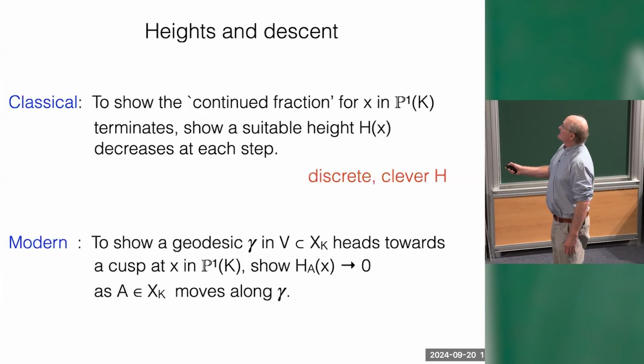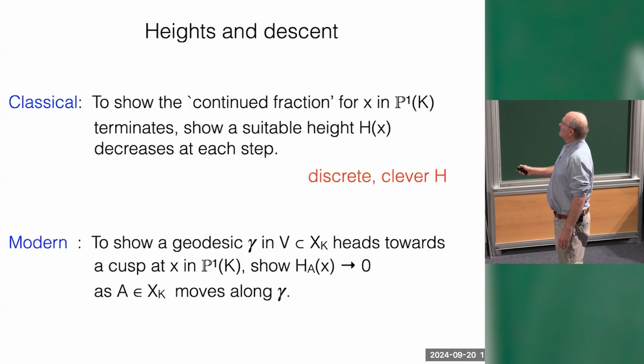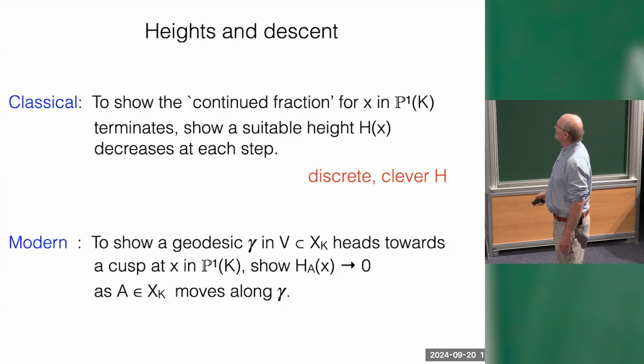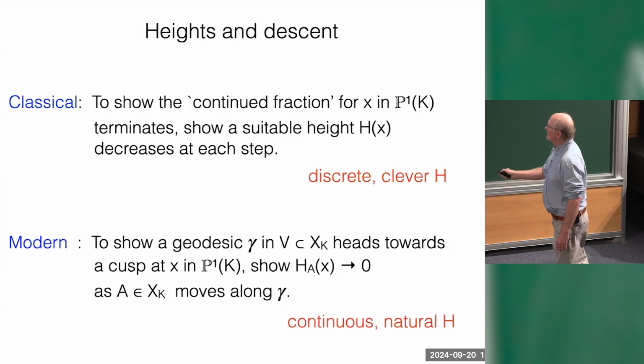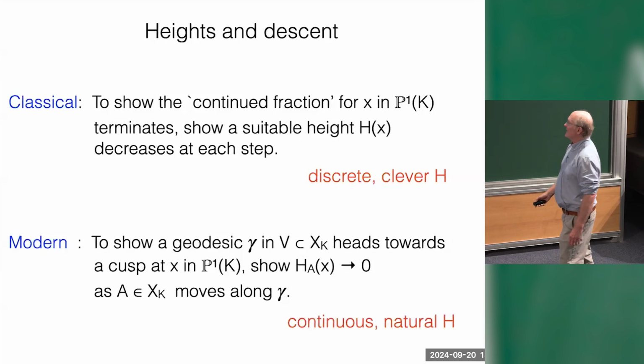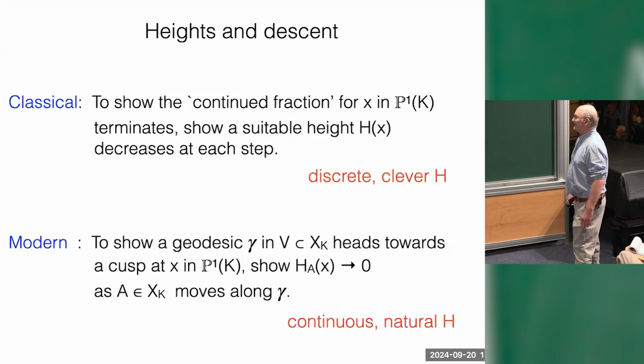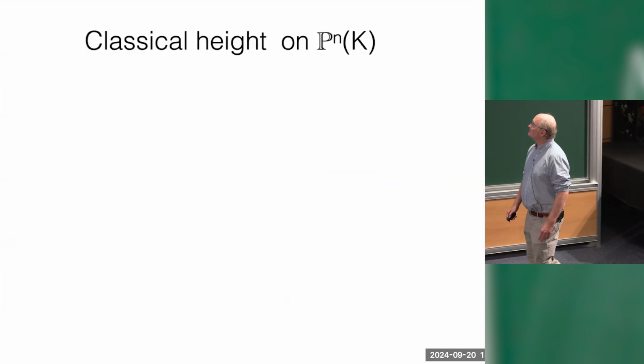But to sum up why I wanted to develop this approach, this is kind of a discrete method, and you have to be very clever to find h. And this is a continuous method because we're just moving along this geodesic, and the h is very natural. It just drops out, and you just see if it works or not.